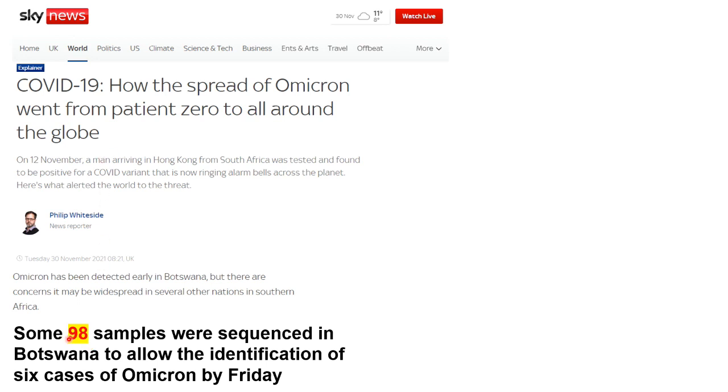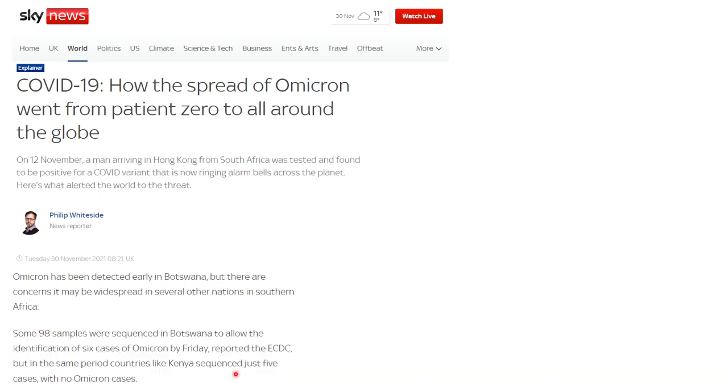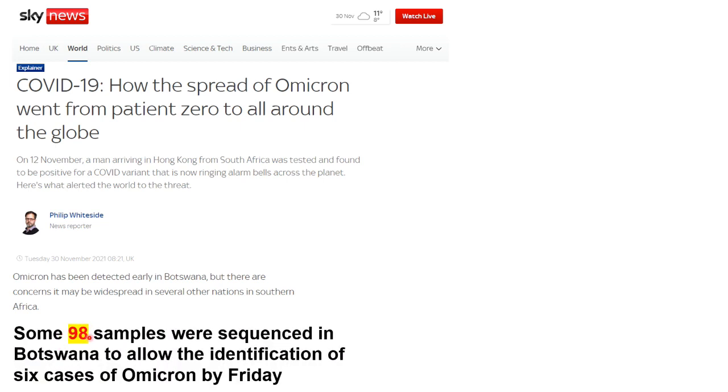I'm just making this a little bit bigger, but these are the samples from Botswana that they used to identify the cases. And they looked at 98 samples, okay? So 98 is 7 plus 7 for 14 times 7. So there's our hidden 777 code.